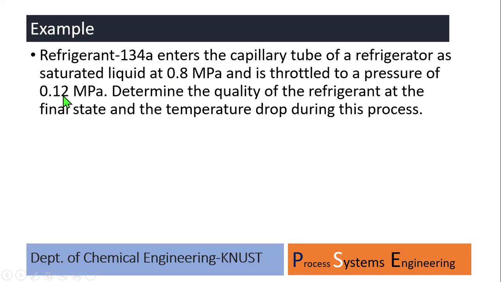So at 0.12 megapascal, we can look at the enthalpies on the table. If our enthalpy is within a reasonable range, we can tell that, okay, it's going to be maybe a liquid-vapor mixture, right? So that's what we need to determine the quality of the refrigerant. And then at the end of the day, because we've been able to also determine the temperature at 0.12 megapascal, we'll now be able to find a change in temperature.